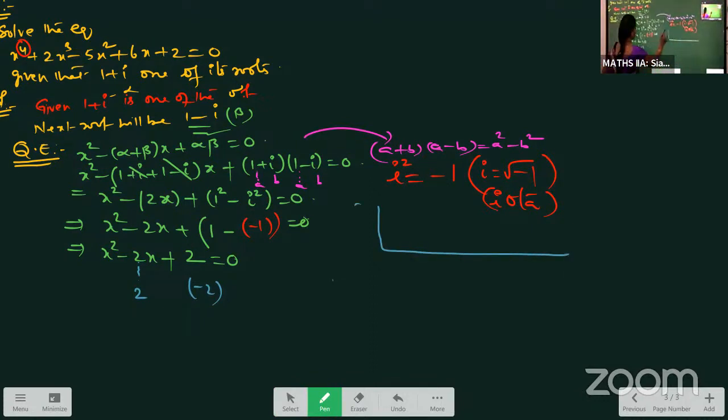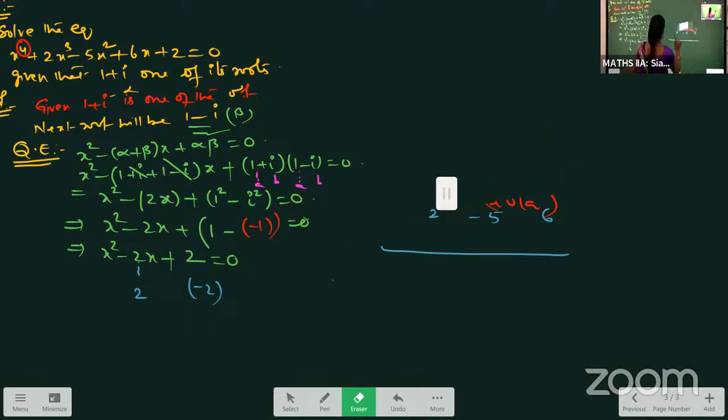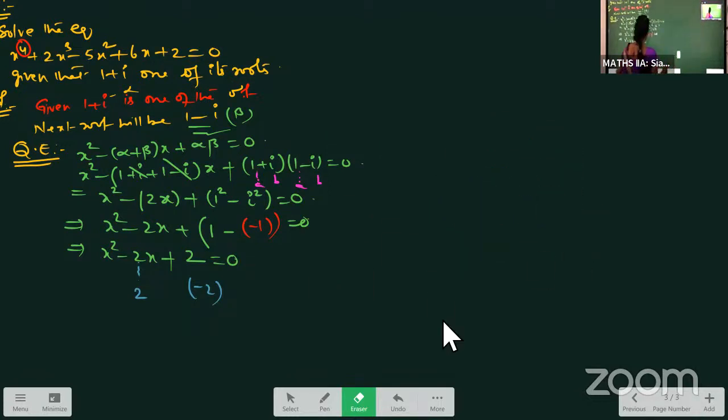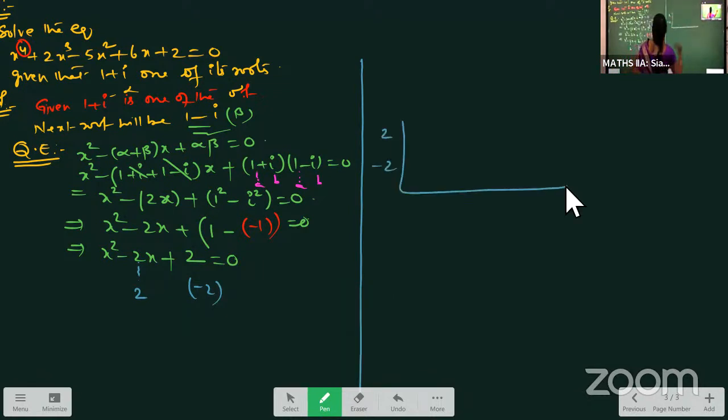You write here 2 and minus 2 simultaneously, and write down the coefficients 1, 2, minus 5, 6 and 2. One minute, I'm deleting this. Then here 2 and minus 2. Write like this again: 1, 2, minus 5, 6 and 2.